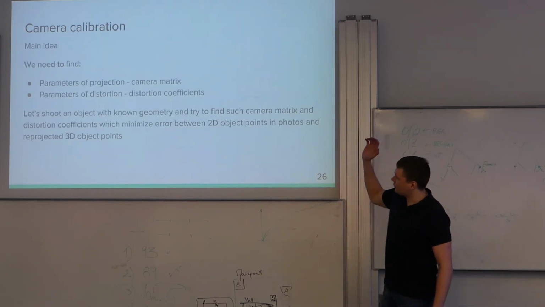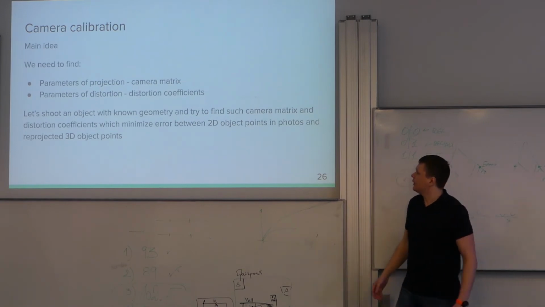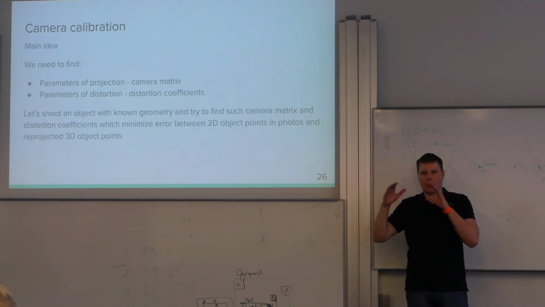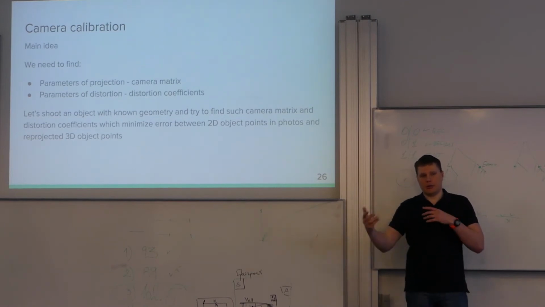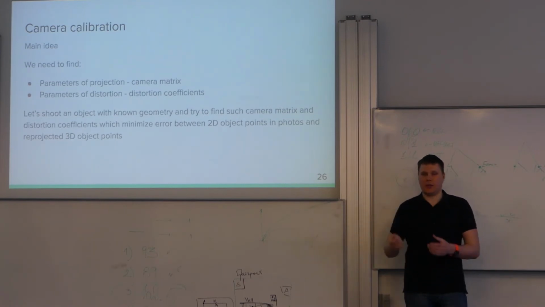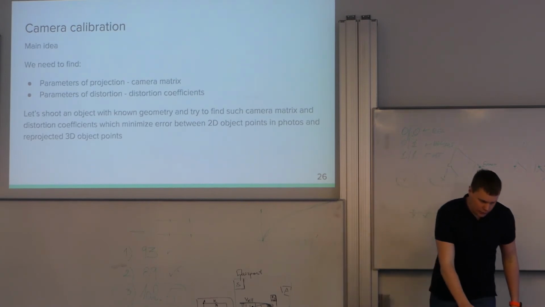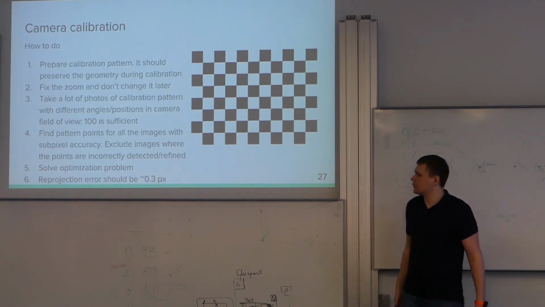So we need to find, as I said, intrinsic camera parameters and also distortion coefficients of the lenses. The main idea is we can take some object with well-known geometry, take a lot of photos of it, and because the object was the same, we can solve an optimization problem: how to find these camera matrix and distortion coefficients to have the best reprojection for all our photos. These are exactly the steps we need to do.